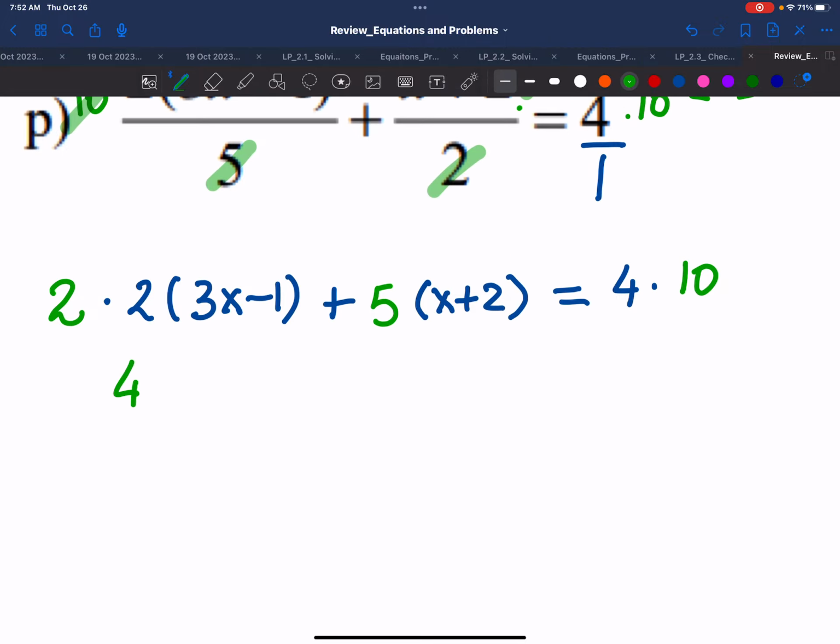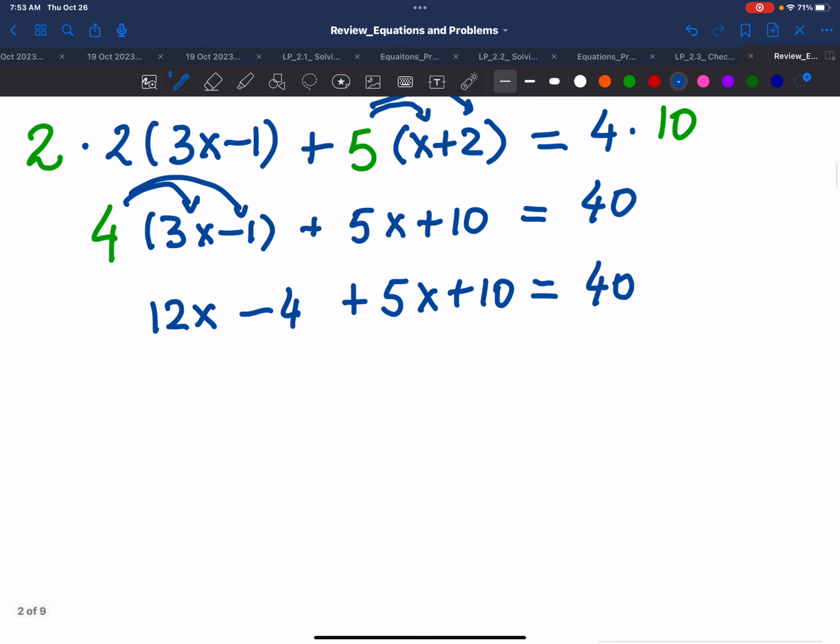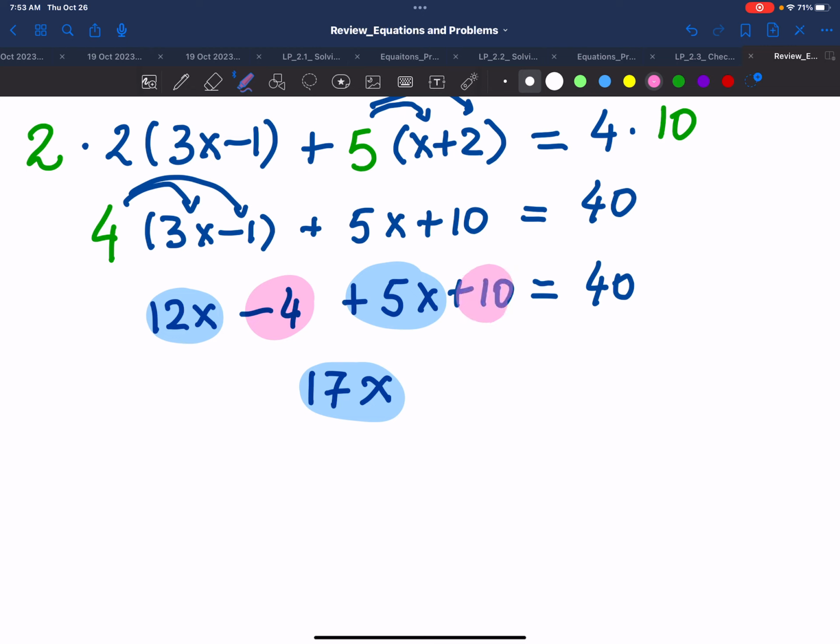So we have 4 multiplying 3x minus 1 plus, you can start expanding in here, 5x plus 10, and that's 40. So 4 times 3x is 12x, 4 times negative 1, negative 4, 5x plus 10 equals 40. I will simplify each side first. So in other words, I'll try to collect like terms. So I have 12x and 5x, which can be combined to give 17x. And then we have negative 4 and positive 10, which combine to give 6.